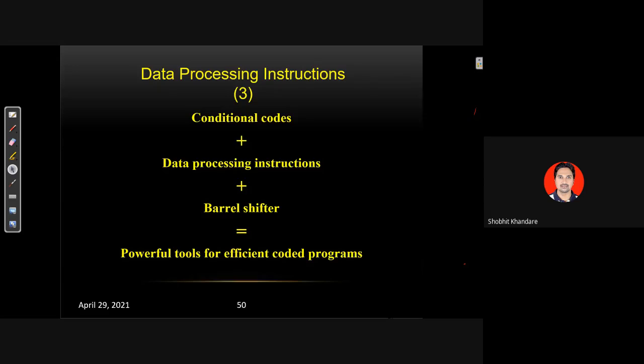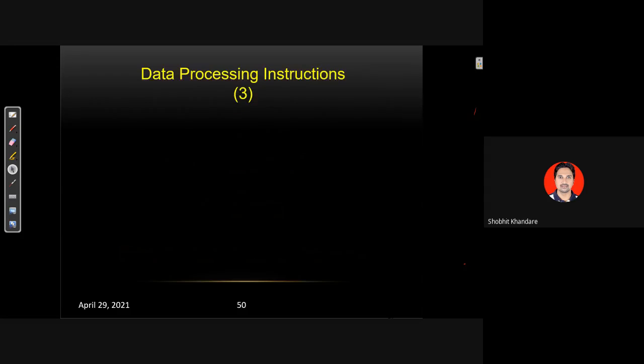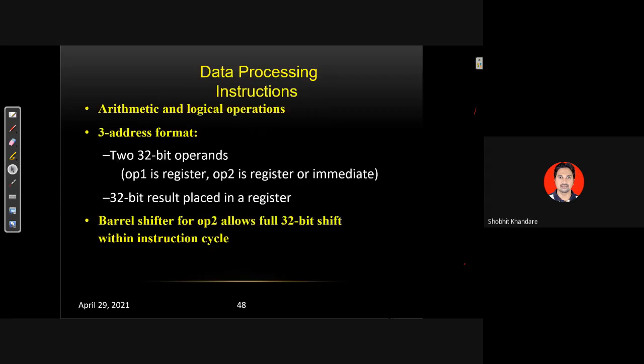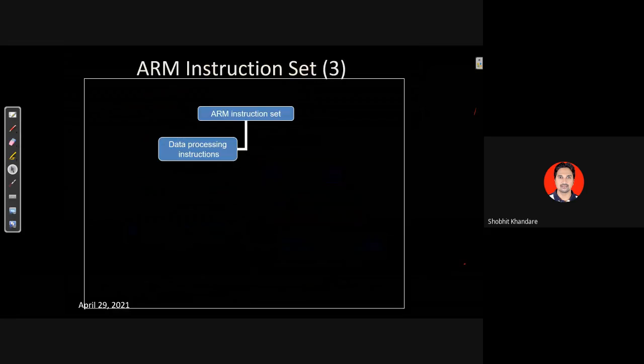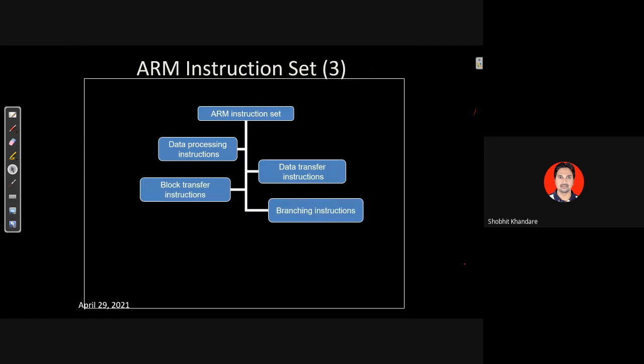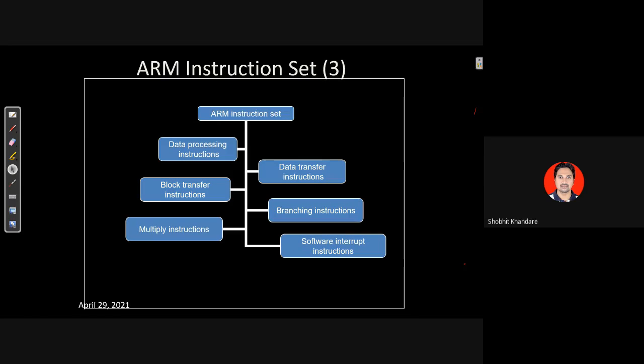Yes, all of you pay attention now. Let me tell you before I start with this. Now the ARM instruction set are categorized into different categories. The categories are: number 1, data processing instructions; number 2, data transfer instructions.